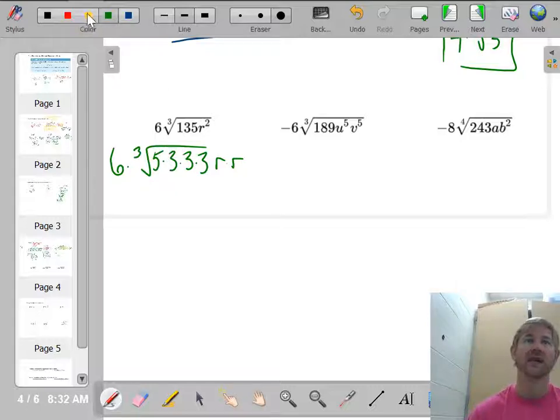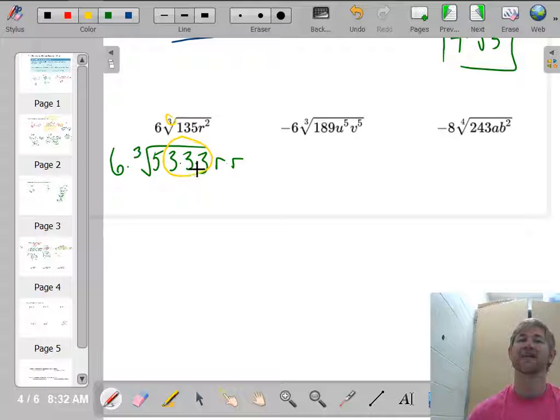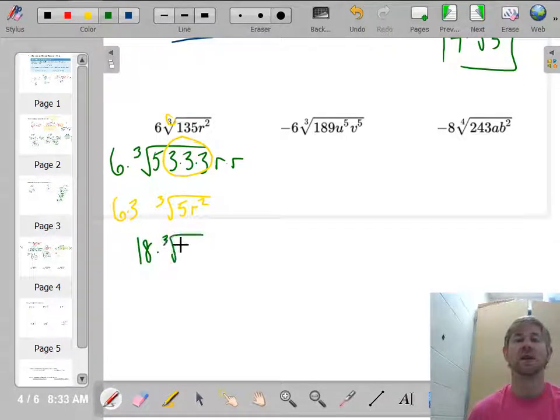And then you can look for sets. I'm looking for sets of 3. Found one. Let me set this to the back. There you go. So for every set of 3s, one of them will come out. So I have 6 times 3 on the outside, and I have the cube root of what's trapped in there? 5, and these two r's, so r squared. 6 times 3 is 18, so this is 18 times the cube root of 5r squared. Okay.